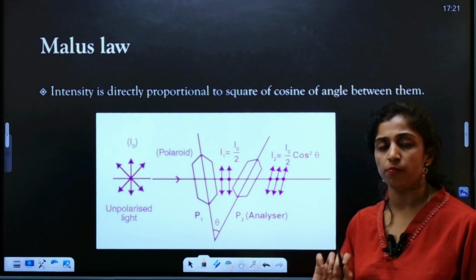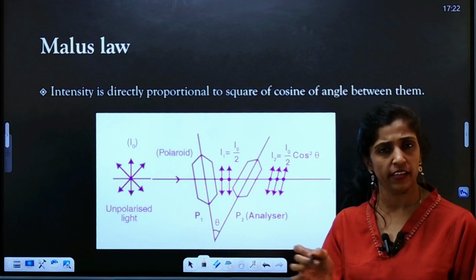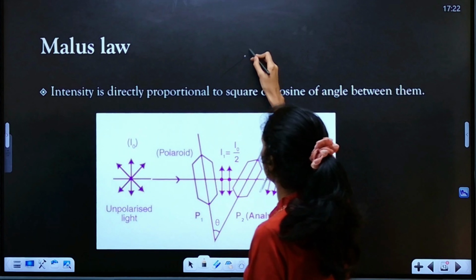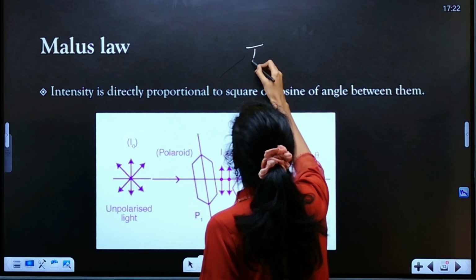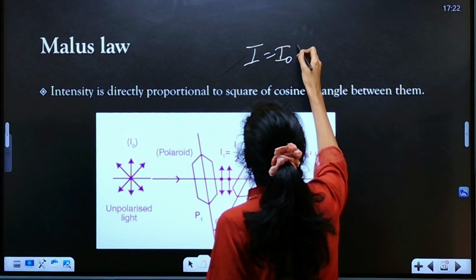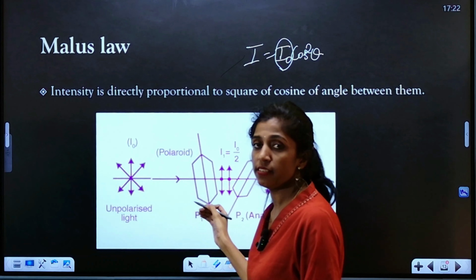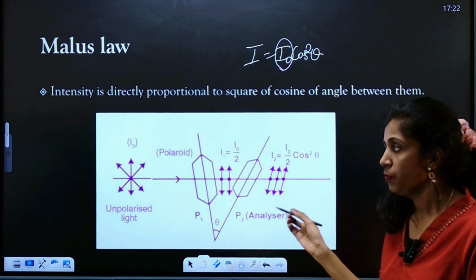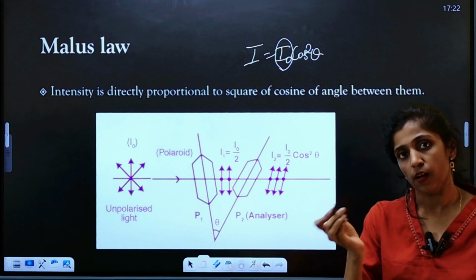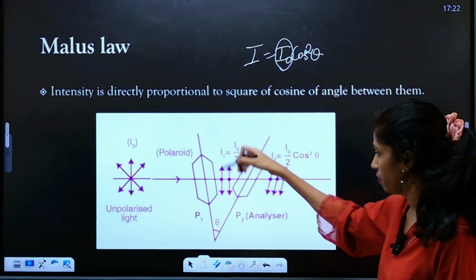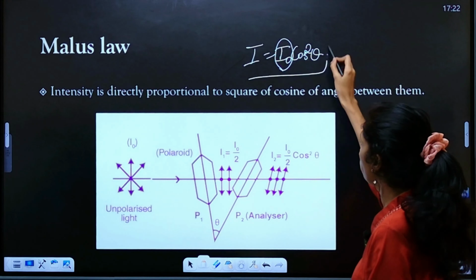And finally, you have Malus law, where intensity is directly proportional to the square of the cosine of the angle between them. So remember its formula: I equals I naught times cos square theta. I naught is the initial intensity striking the polarizer, and theta is the angle between the pass axes of the polarizer and the analyzer. This is a very important formula.